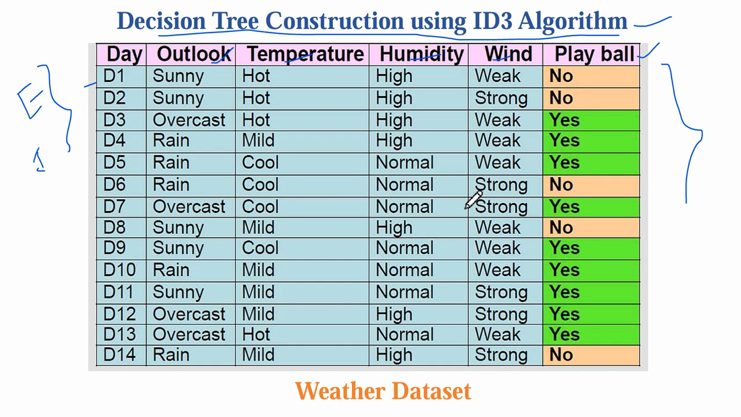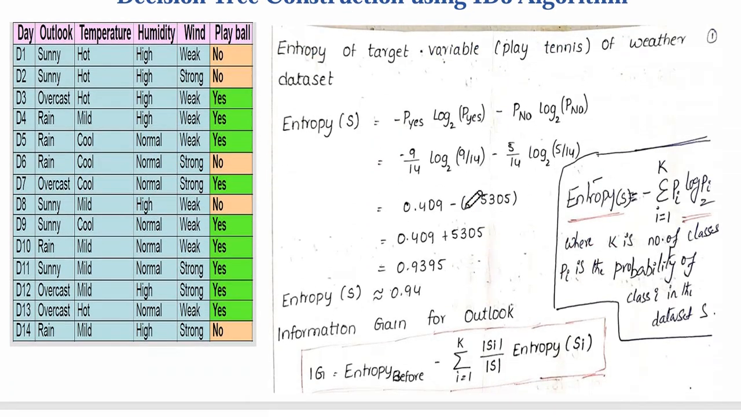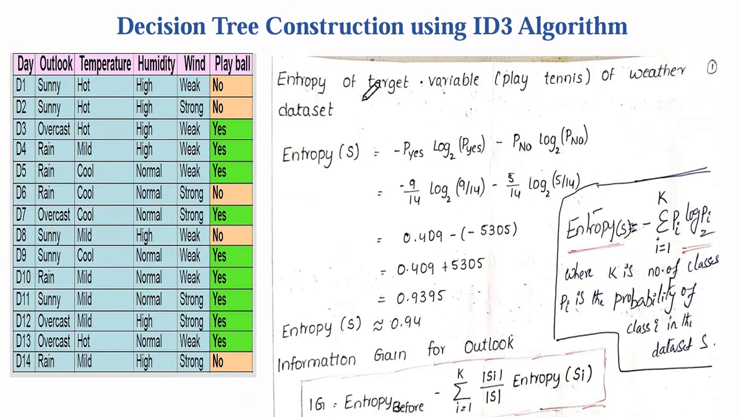The next step is to construct the decision tree using the ID3 algorithm. First we have to find the entropy for the target variable. Here, playball is the target variable. We have a total of 14 records, from D1 to D14, and in these 14 records we have 9 yes records.